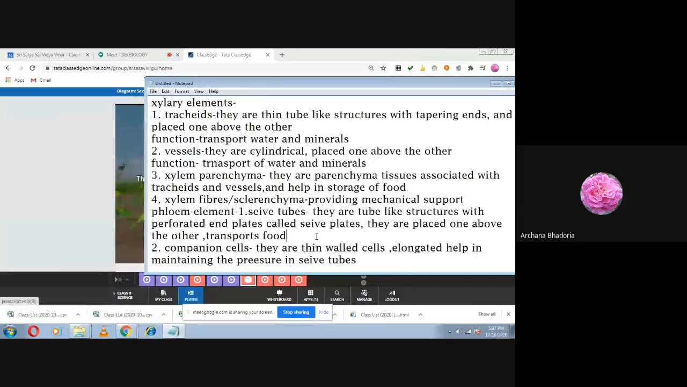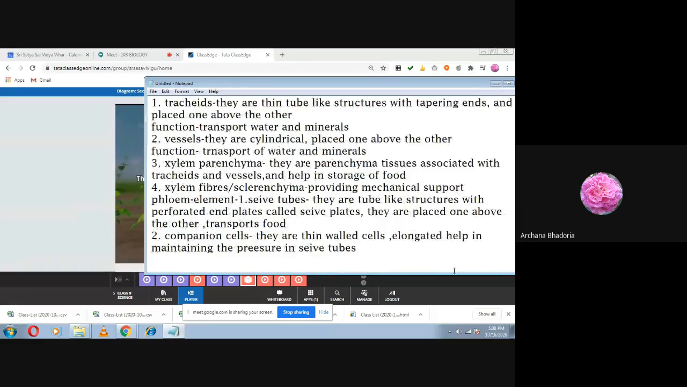If food is going through the sieve tubes and the pressure is increasing, what will happen? The water will diffuse into the companion cells, and that way the pressure will be maintained. Or you will find that from the companion cells the water will move out and they will get the space. So this way they help in maintaining the pressure in the sieve tubes. And what is the third member?